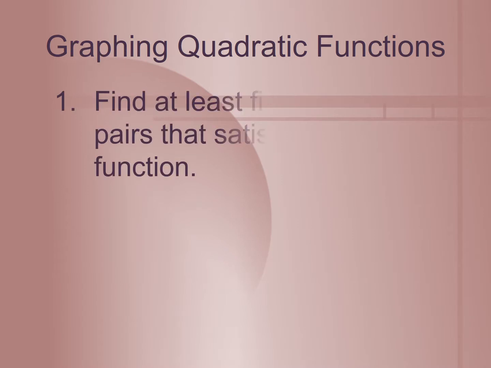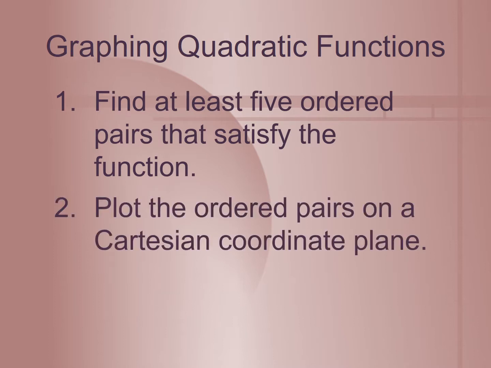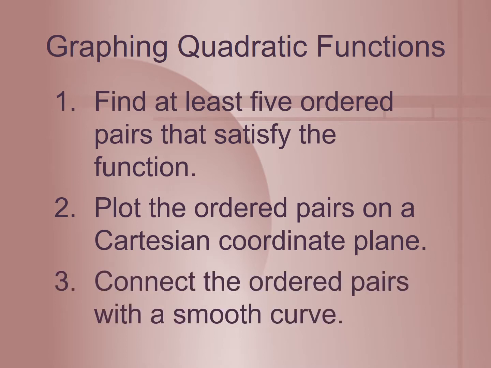So when you are graphing quadratic functions, you need to find at least 5 ordered pairs that satisfy the function. And then you plot those ordered pairs on a coordinate plane. And then you connect those ordered pairs with a smooth curve.